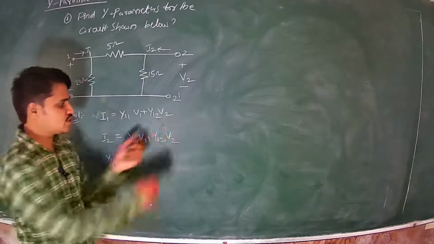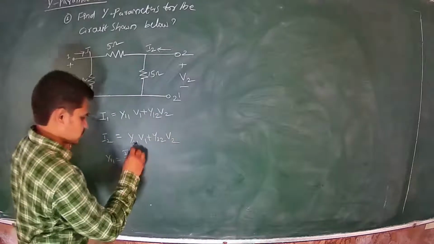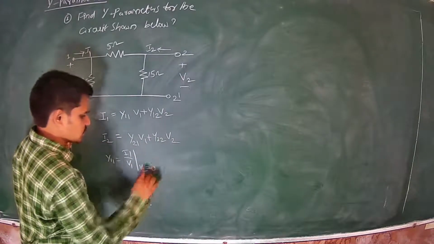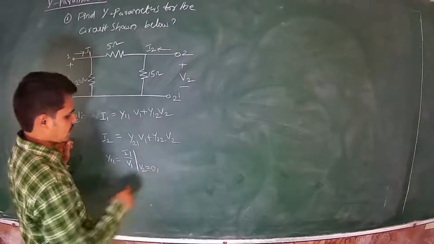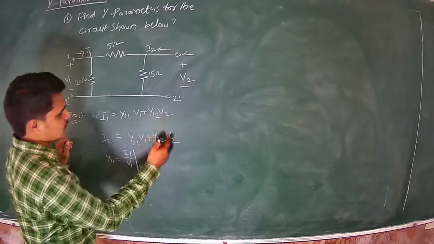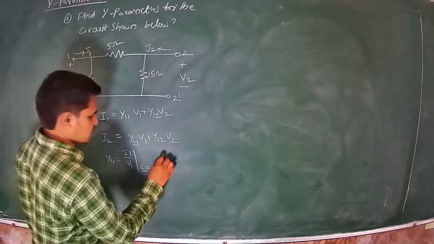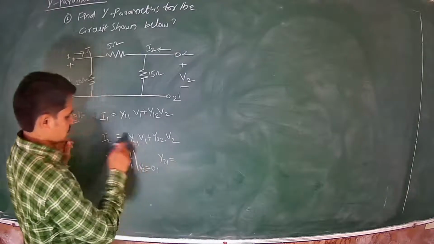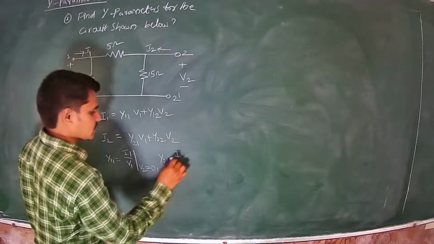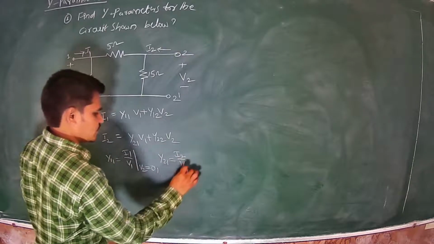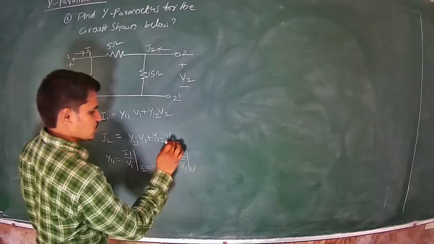when V2 is 0. And if V2 is 0, then you will also get Y21. So Y21 equal to I2 by V1, Y is admittance, I2 by V1 when V2 equal to 0.